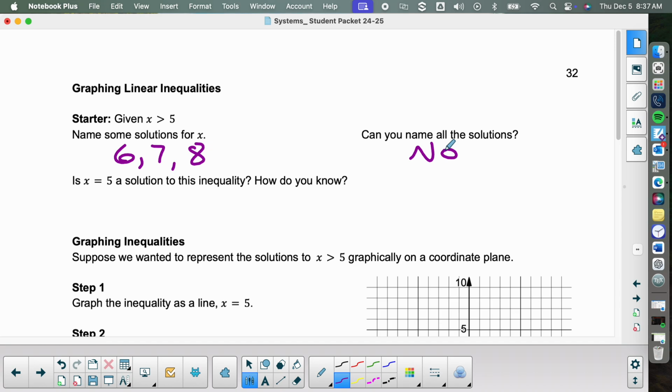Table 3, if you want to answer this, you can. Does 5 make that true? So when it says, is 5 a solution, that means, does 5 make that true? It does not. Because if I put 5 in place of x, it would say 5 is greater than 5, and it's not. It's the same as 5. So no.